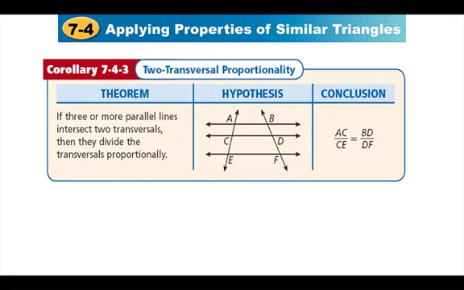This is corollary 7.4.3. The name of it is two transversal proportionality. Follow along. It says if three or more parallel lines intersect two transversals. So here are your three parallel lines, 1, 2, 3. These are your transversals. Then this happens. They divide the transversals proportionally. So AC over CE is going to be equal to BD over DF. Let's move on to the next slide.